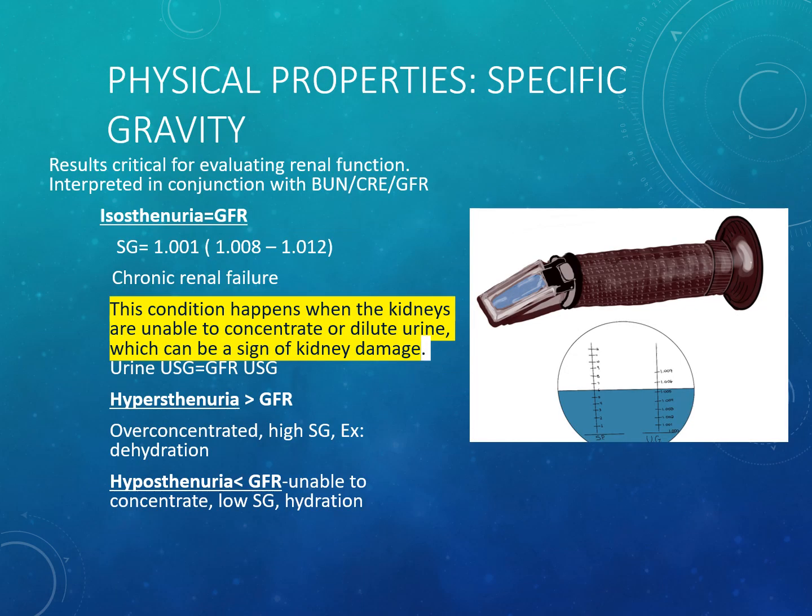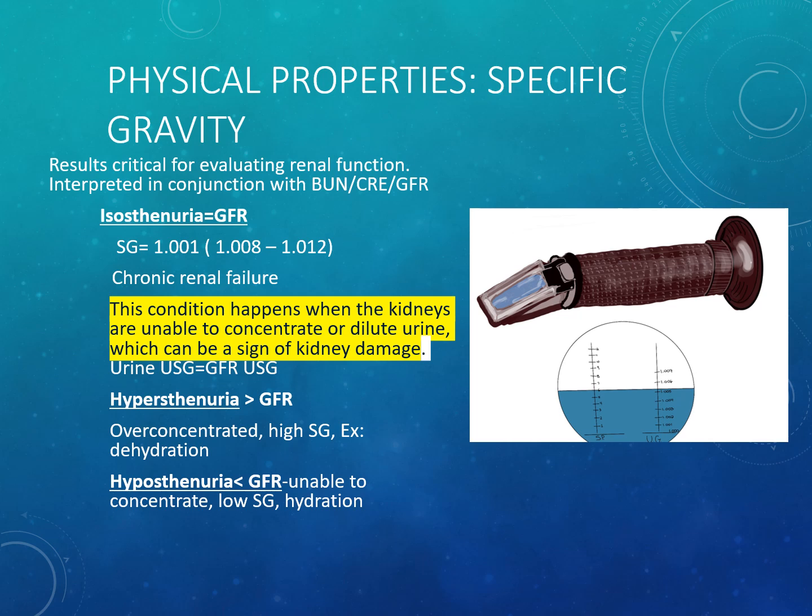Because specific gravity is such a good indicator of kidney function, we use it alongside chemistry assays to evaluate the kidneys: the BUN and the creatinine and the GFR, which we'll talk more about in our chemistry lecture. The glomerular filtration rate, or GFR, is a blood test that measures how well your kidneys are working by estimating how much blood passes through the glomeruli each minute. Remember, the glomerulus is part of the nephron that filters the blood. Glomerular filtrate is the fluid that's filtered out of the body during this process.